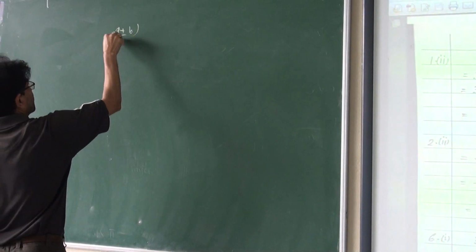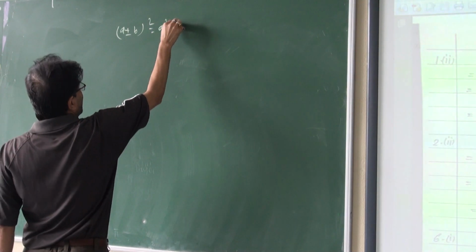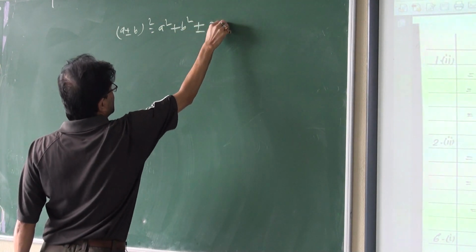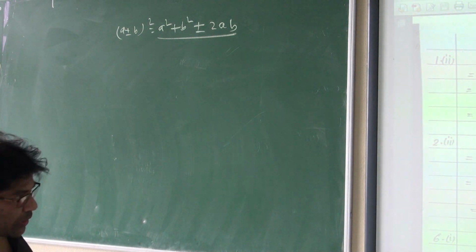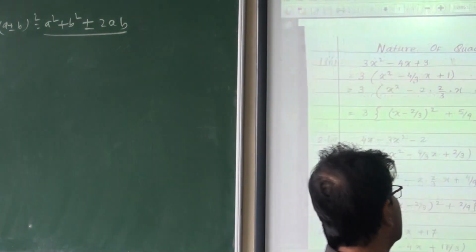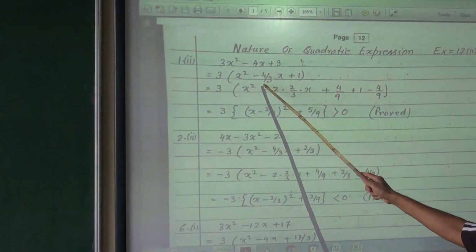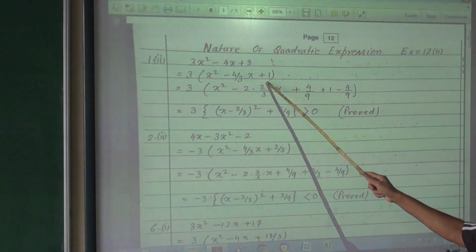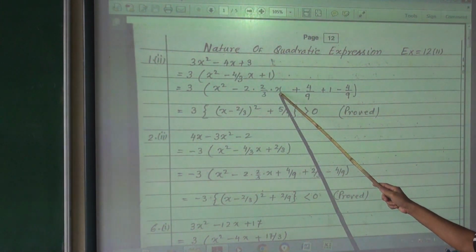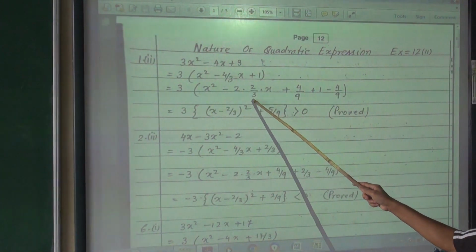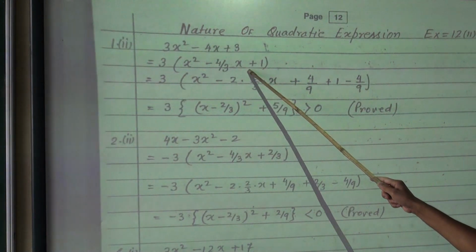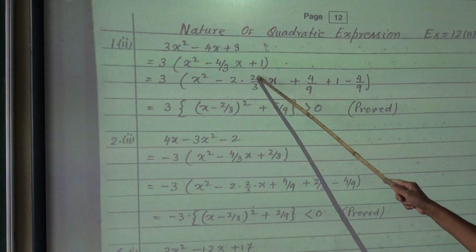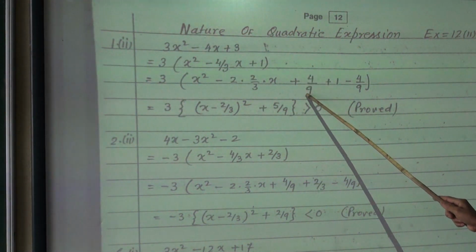a square plus b square plus or minus 2ab. So these 3 terms you have to get: 2 square terms and 1 product term. Here is 4 by 3, which I have written as 2 into 2 by 3 into x. Now it's like a square, 2ab, plus b square. If this is 2, this is a, this is b, the b square we need, and that square is 4 by 9 here.